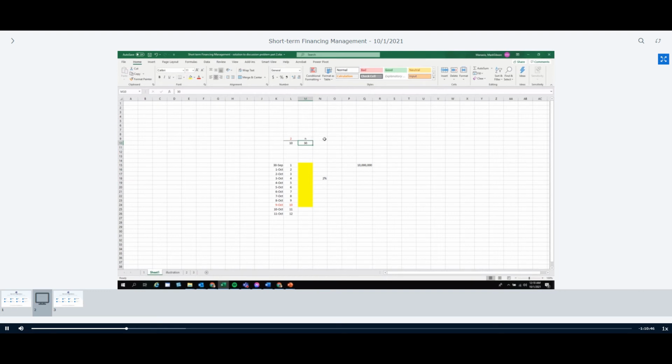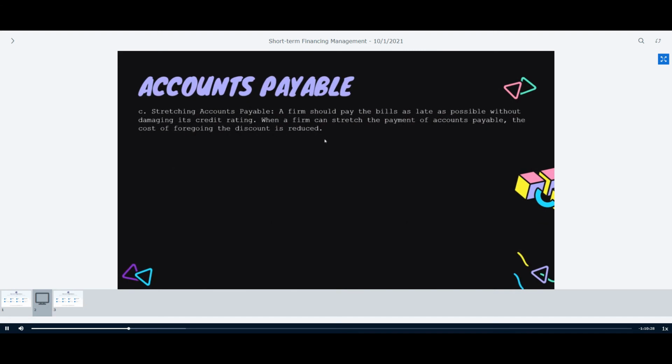How important it is to stretch the payment of our credit, but it's also as important as making sure that our credit standing won't be affected. Because it does have an adverse effect in terms of the company reputation and in terms of securing credits in the future. So that's why we say, yes, you should stretch paying the bill as late as possible without damaging our credit rating. Okay, so that's accounts payable.